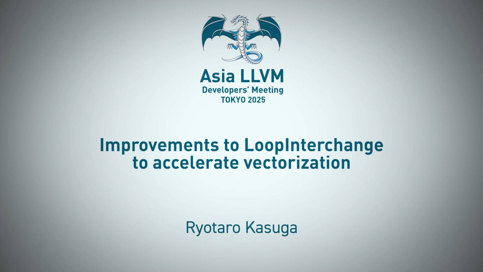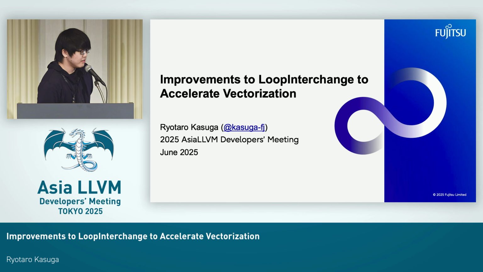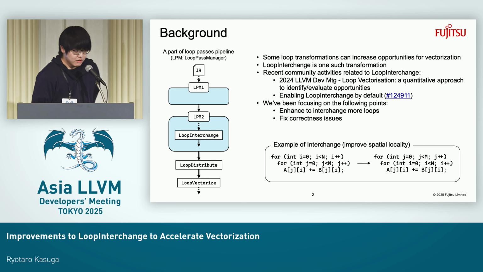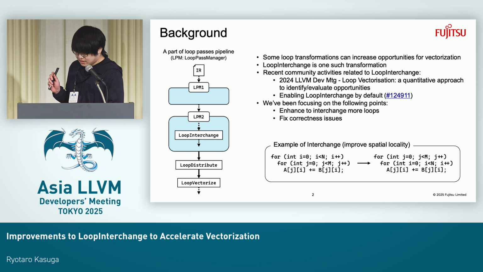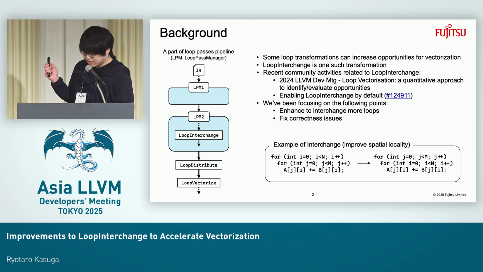Today I will talk about our work to implement LoopInterchange to accelerate vectorization. LoopInterchange is a type of loop transformation to improve, typically, the locality of reference, as shown in the bottom right example.